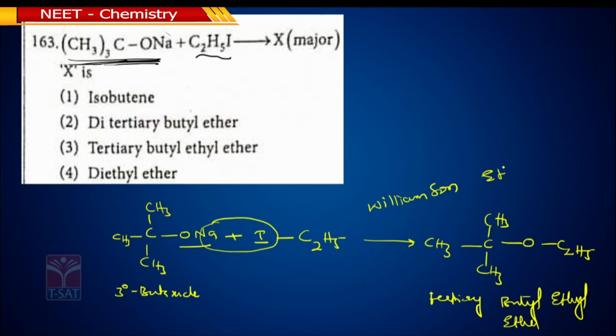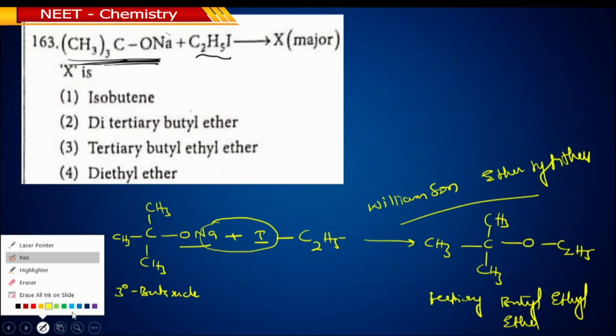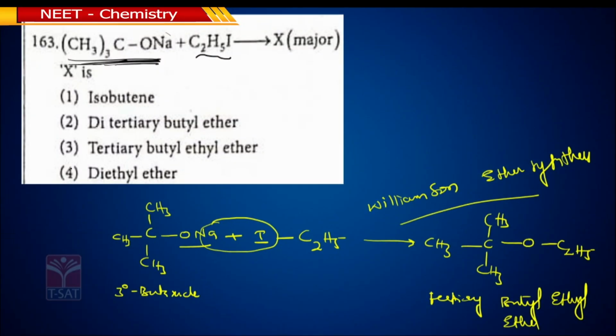What do you mean by the Williamson ether synthesis? Sodium alkoxide is taken and reacts with the alkyl halide to get an ether. This is known as Williamson ether synthesis. Okay. And so the answer is tertiary butyl ethyl ether, that is the third option is the correct answer for this question. It is asking the product, right?